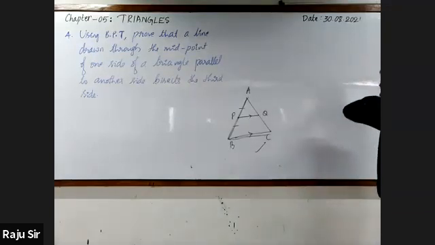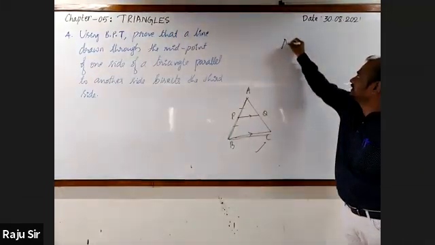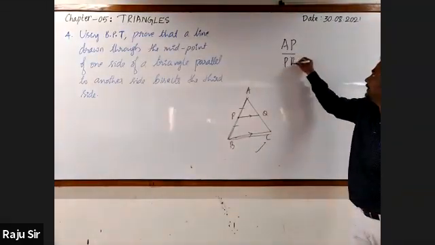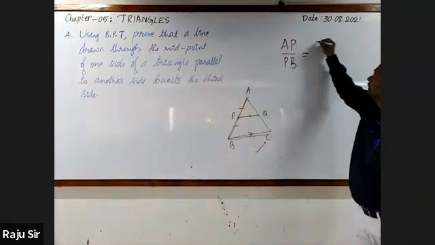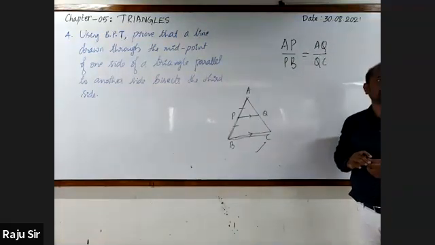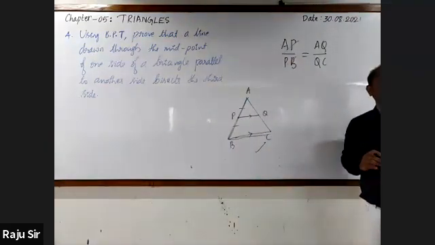Now if we use BPT, how do you write? AP by PB is equal to AQ by QC. AP and PB cancel, as we said.